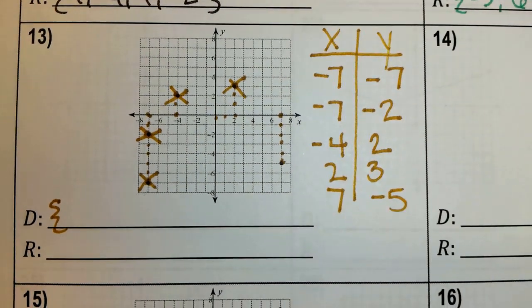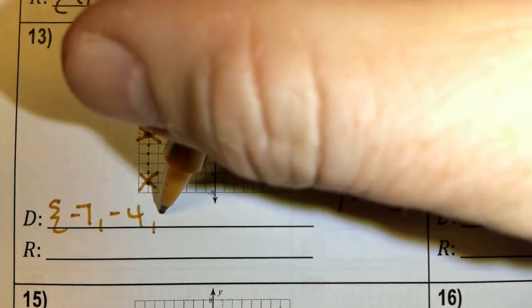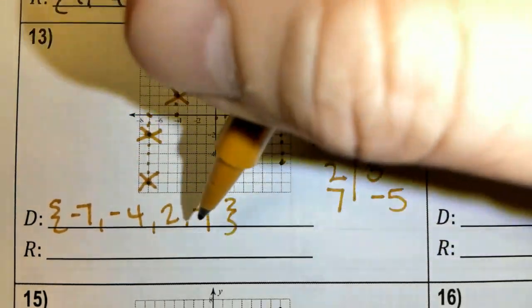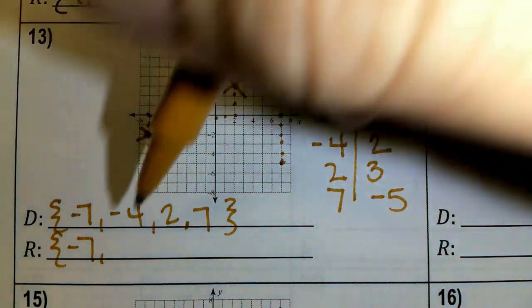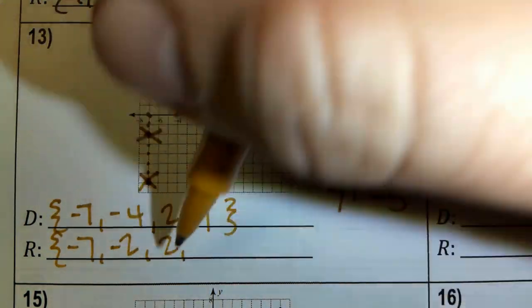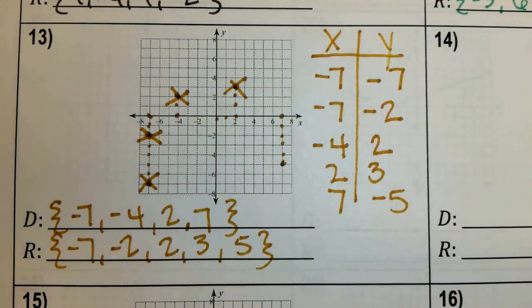Now, of course, if this were a multiple choice test or something like that, if you write them out, you just have to match the domain with X and the range with Y, depending on which one it's asking for, or if it's both. So it just depends. So -7's twice, I don't have to write it twice. So -4, 2, and 7. Okay, range, I got nothing repeats, so -7, -2, 2, 3, and 5. And that's it.